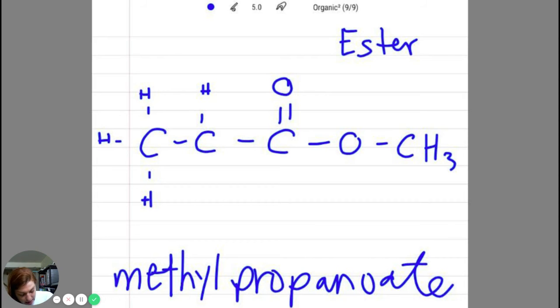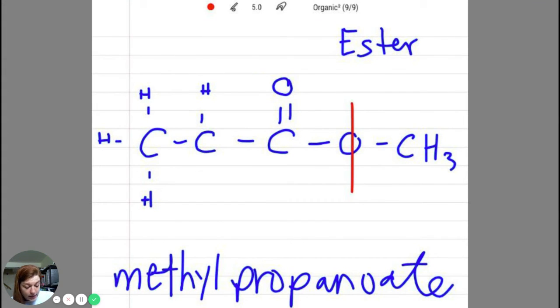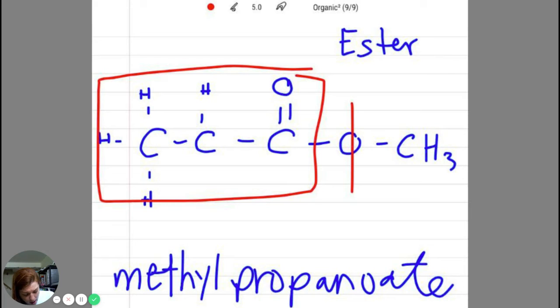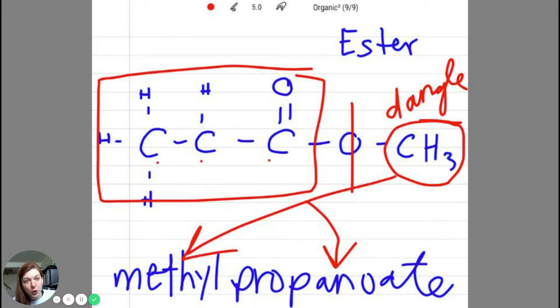And the way that esters are named is that you would split this molecule at the interrupting oxygen. Okay? And the side that has the double bonded oxygen is considered the main chain. That's why propan is our base here. That is because we have 1, 2, 3 carbons and they're all single bonded. Then this baby over here is considered the dangle because it does not have an oxygen with it. And that's why we have methyl propanoate.